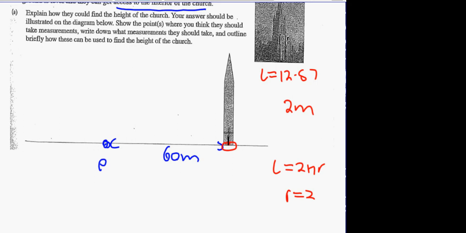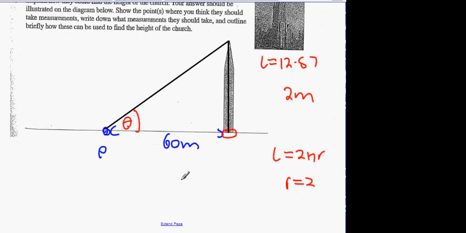Okay, guys, now you go directly up and directly across. Using your clinometer, are you listening? Using your clinometer, you measure the angle theta. Theta, you're going to make up a value for theta.